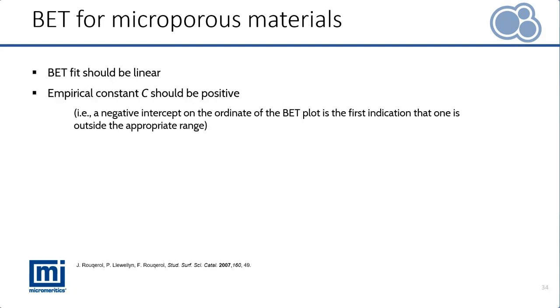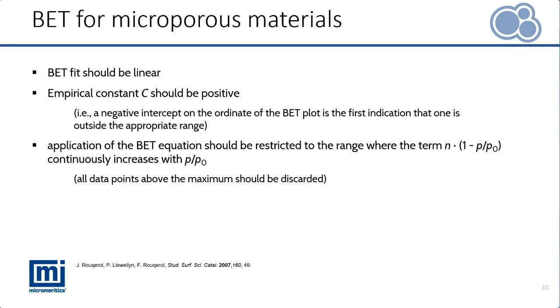First, beside the BET plot being linear, as already mentioned, the C constant must be positive. Additionally, when plotting the term n, which is the adsorbed volume times 1 minus the relative pressure, versus the relative pressure, the resulting graph must be continuously increasing in the selected range for data reduction. This we refer to as Rouquerol plot.